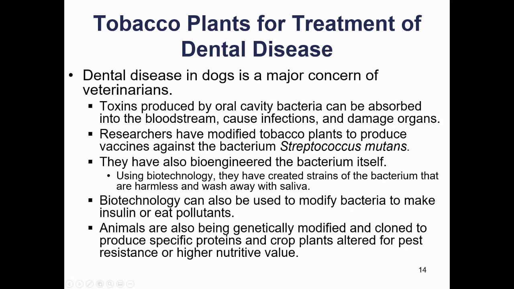They've also bioengineered the bacteria itself to create strains that are harmless and that are able to wash away. They can't stick to the teeth to build plaque and wash away with saliva. We also use biotechnology, the processes we talk about in this chapter, to modify bacteria in order to get helpful products, things like insulin or biodegrading bacteria that degrade organic compounds, specifically organic pollutants like petroleum hydrocarbon or other harmful or persistent organic pollutants. And we can use genetic modification and cloning to produce specific proteins and plants that are altered for pest resistance or to increase their nutrient value.